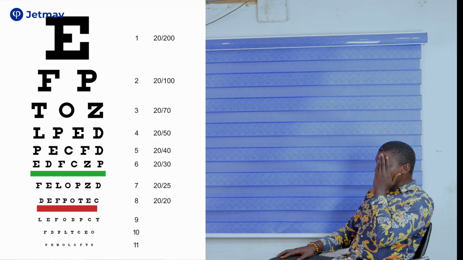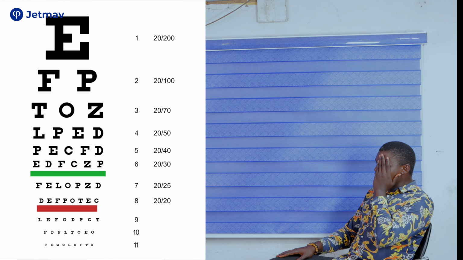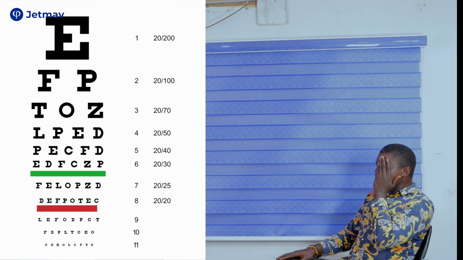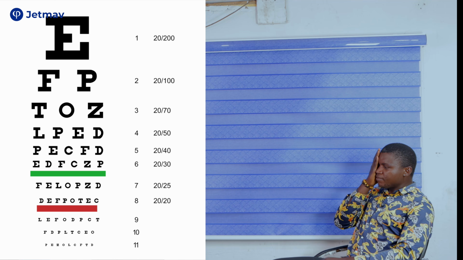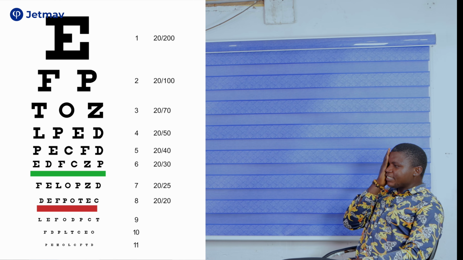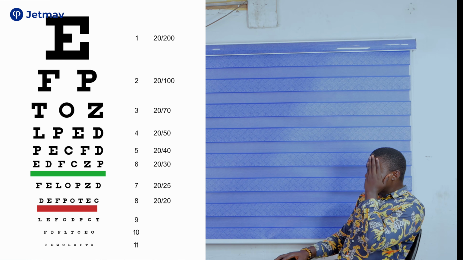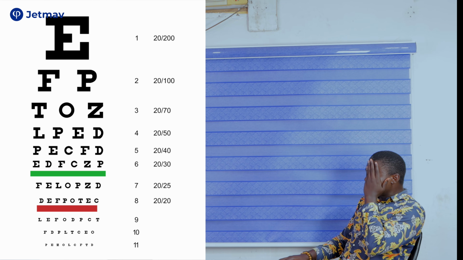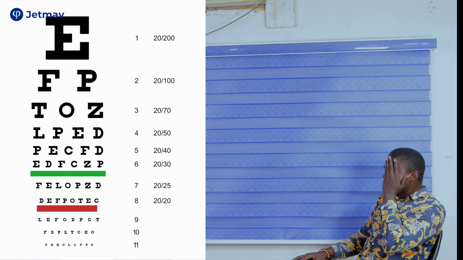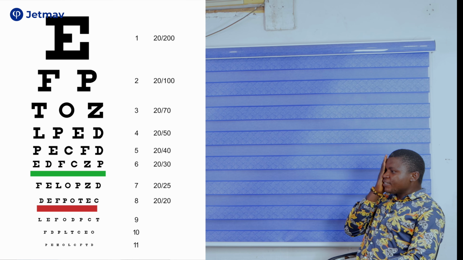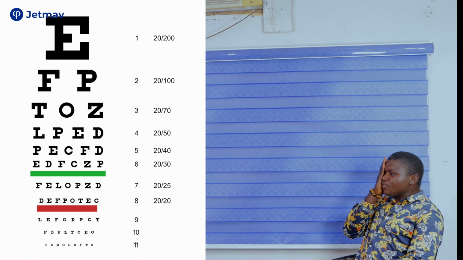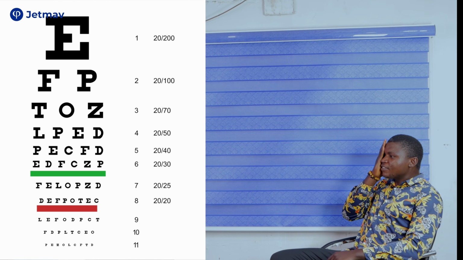Try to read this. E, D, F, C, Z, P. Okay, then close the other eye. Then try to read it with the other eye. E, D, F, C, Z, P. Okay. D, E, F, P, O, T, E, C. Then cover the other eye and try to read. D, E, F, P, O, T, E, C.